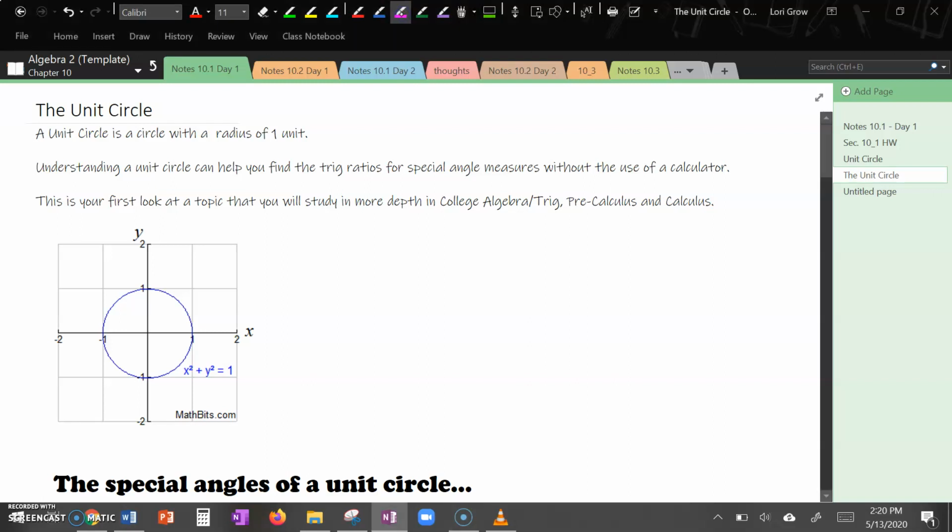Hi girls! The lesson for today is going to be the unit circle. A few things I want to mention about the unit circle.